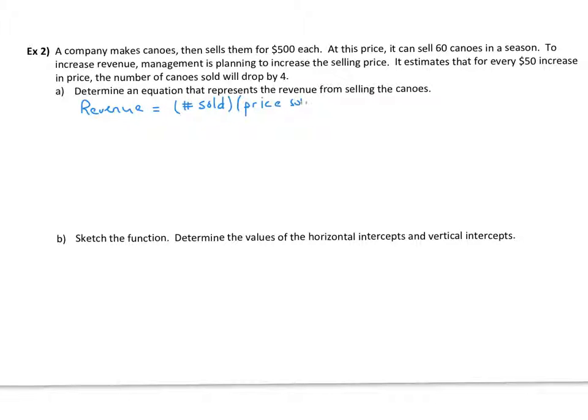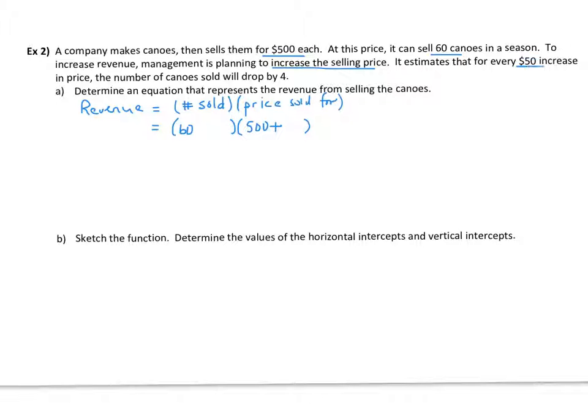So we've got the price sold for. So the number sold, we're starting out with 60 canoes being sold in the season. So I'm going to start that bracket with 60, but I'm not finished with it, so I'm not going to fill that in. And we're starting with a selling price of 500. Okay, so my revenue would just be 60 times 500 if we don't change anything. But they're planning to increase the selling price. So this price of 500 is going to have something added to it.